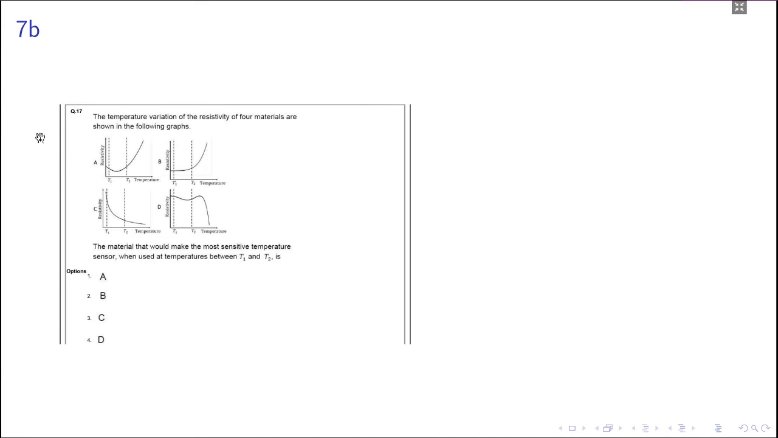Next. It's asking you which material will make a more sensitive sensor. From this you can see that in this one it's steepest. If you change the temperature even a little bit, the reading will change a lot. So this is the most suitable one. And in others, of course, it's more flattish. So if you change the temperature a bit, the reading won't change. So from a sensor perspective, we will go with option C.